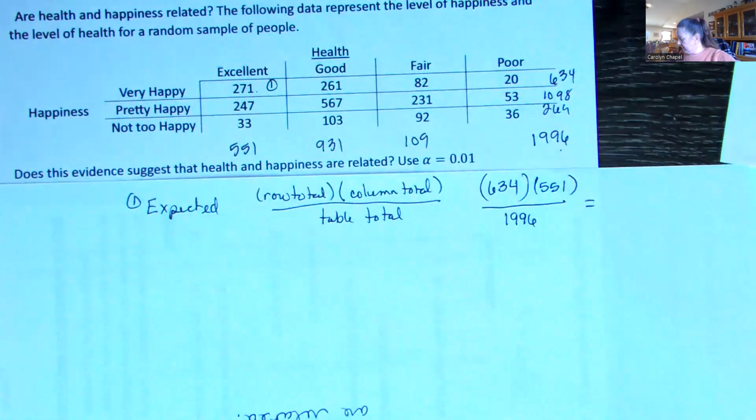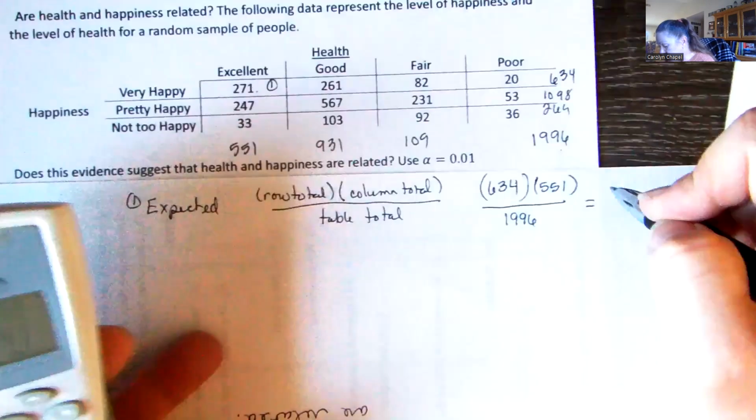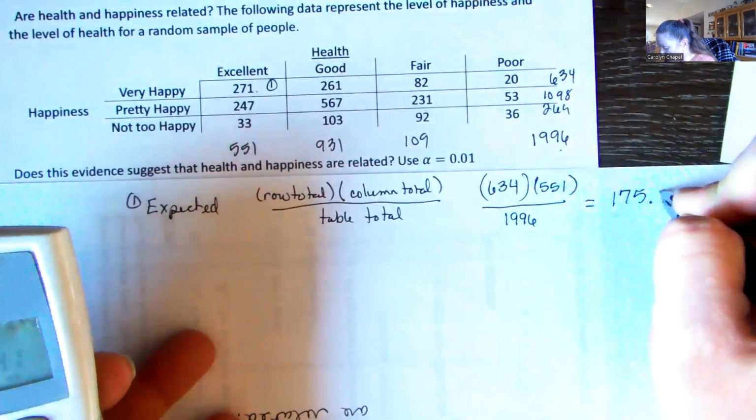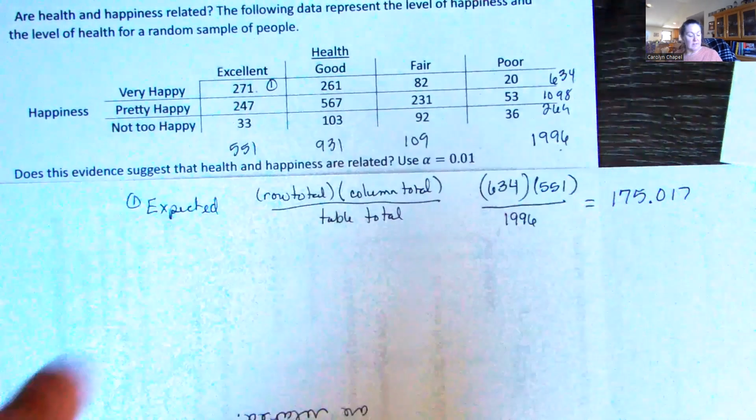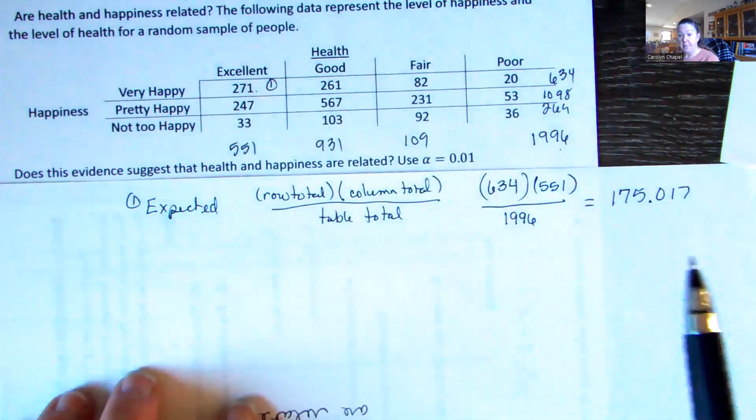And so, getting my calculator, 634 multiplied by 551, and then divided by 1996 is 175.017, and there are more digits. Okay, so we would have to do this for every single piece.